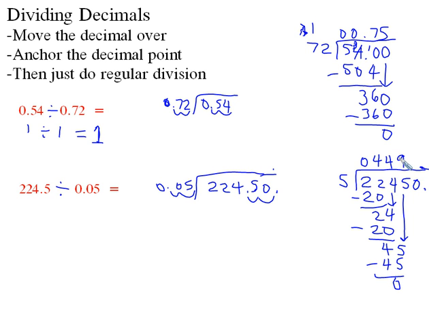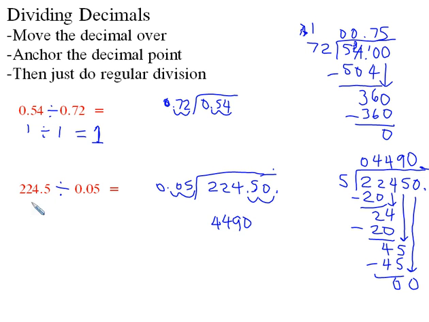So now I've got to bring down this last 0. And how many times does 5 go into 0? It goes in 0 times. So my answer for this is going to be 4, 4, 9, 0.